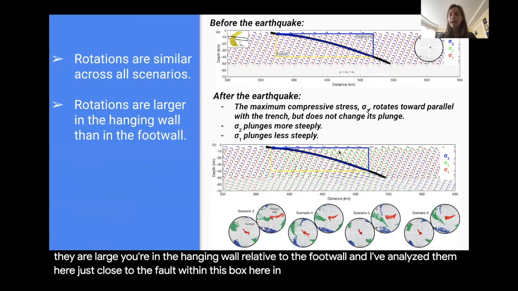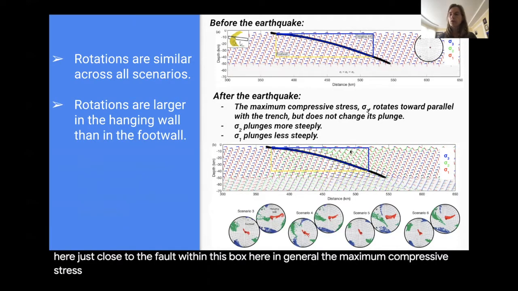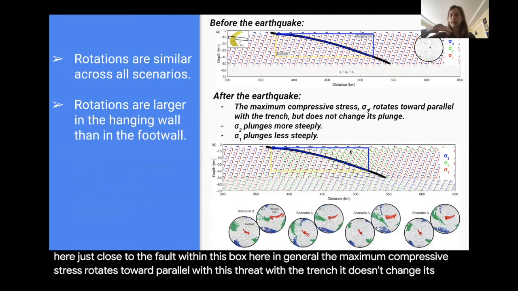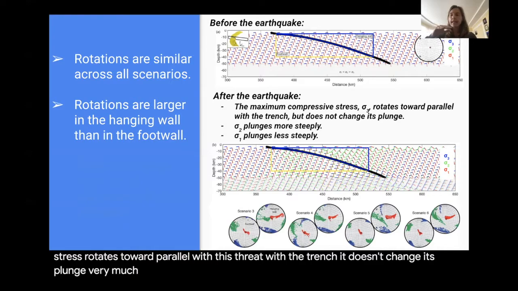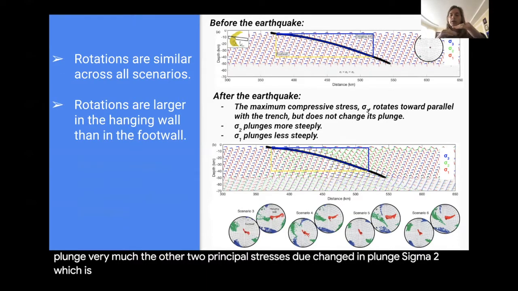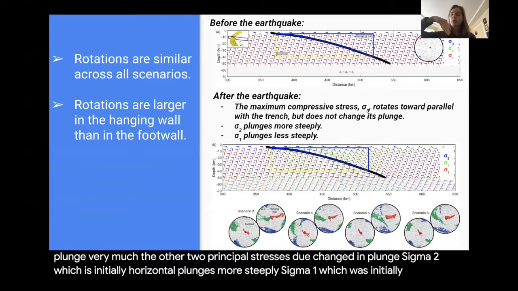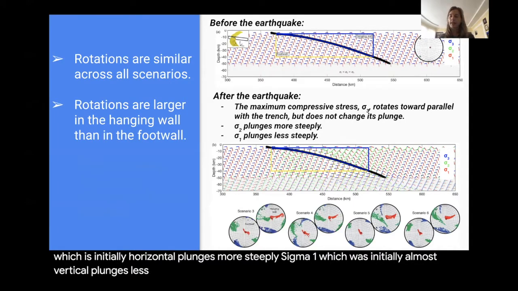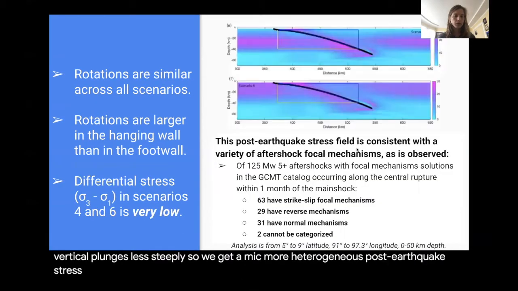In general, the maximum compressive stress rotates toward parallel with the trench. It doesn't change its plunge very much. The other two principal stresses do change in plunge. Sigma 2, which is initially horizontal, plunges more steeply. Sigma 1, which was initially almost vertical, plunges less steeply after the earthquake. So we get a much more heterogeneous post-earthquake stress field.